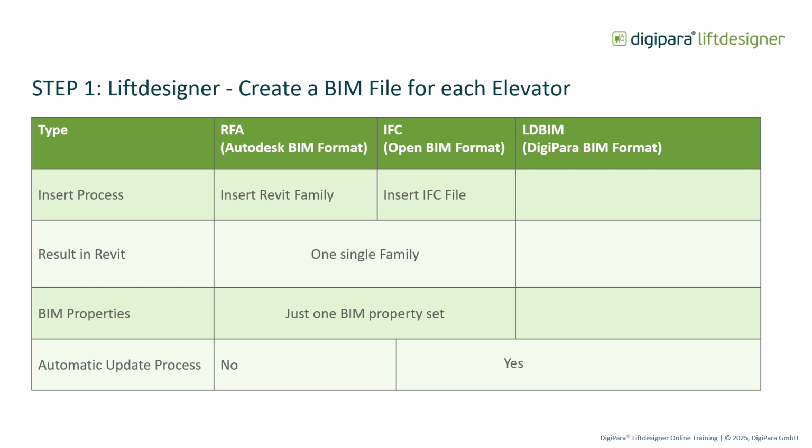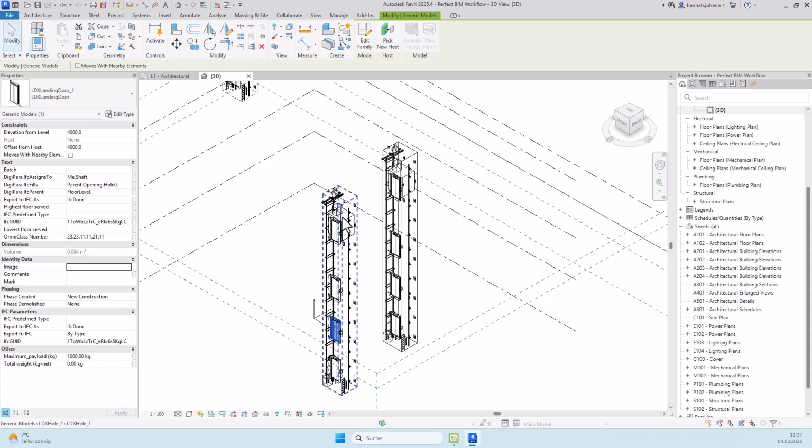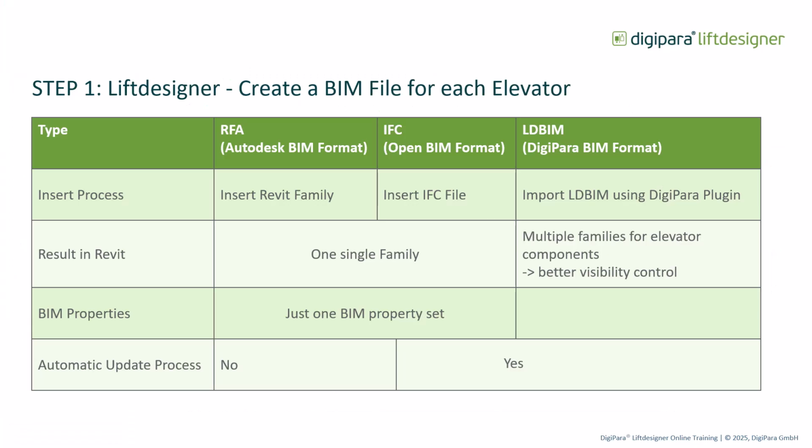The LDBIM format is the true game changer. Importing the LDBIM into Revit is super easy with the DigiPara Liftdesigner plugin. Unlike IFC and RFA, the LDBIM format breaks down the elevator group into multiple Revit families for elevator components, offering better control of visibility. Additionally, it allows you to add multiple BIM property sets to each component, enabling a more detailed and flexible workflow.